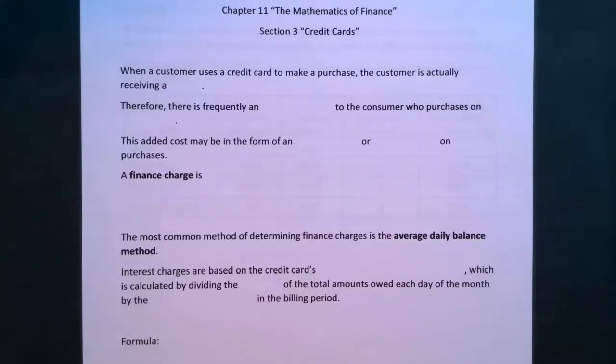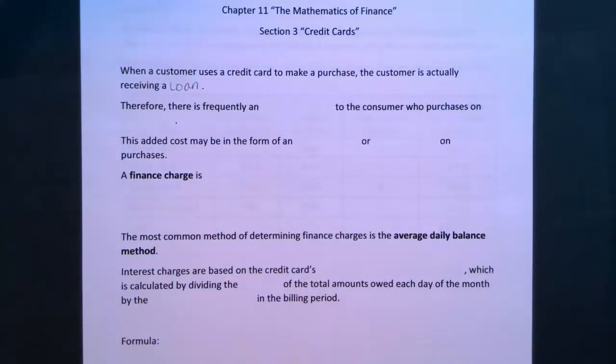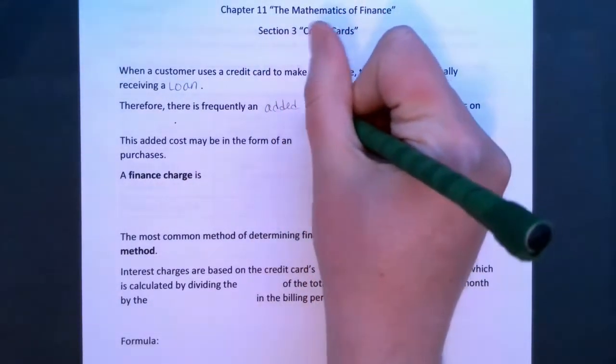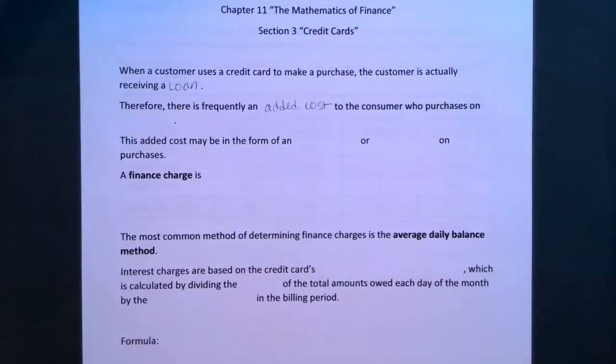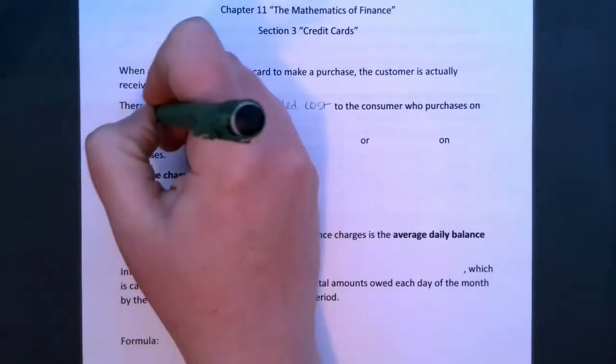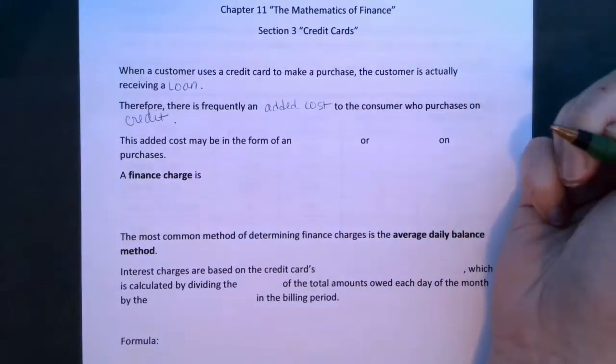We are in chapter 11, section 3 on credit cards. So we're just going to go ahead and jump in here. When a customer uses credit to make a purchase, the consumer is actually receiving a loan from the credit card company. Therefore, frequently, there's an added cost to the consumer who purchases it on credit. The added cost can be an annual fee or interest charges.